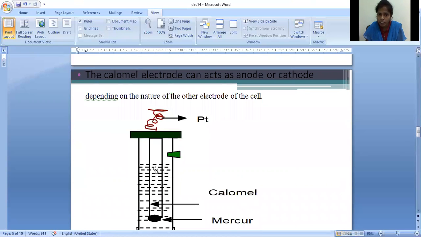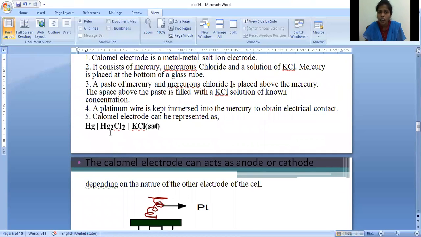So this is the platinum wire, and this platinum wire is responsible for the electricity. And calomel electrode can be represented as mercury, mercurous chloride by potassium chloride. So now let us see how to write the cell notation.